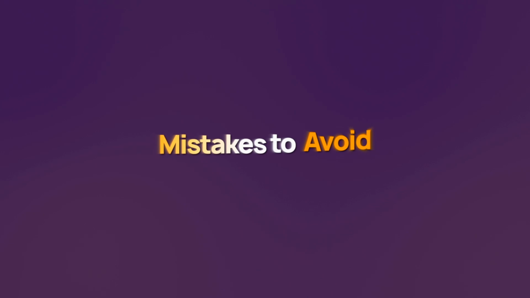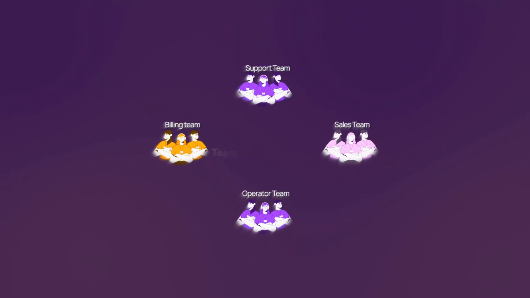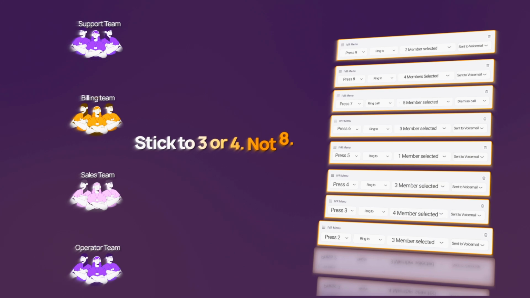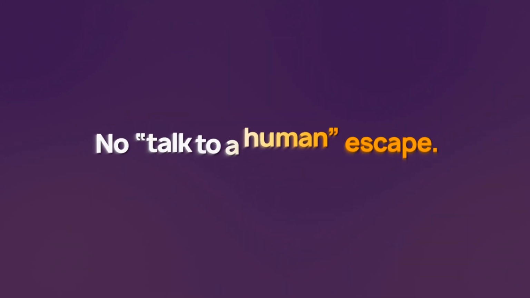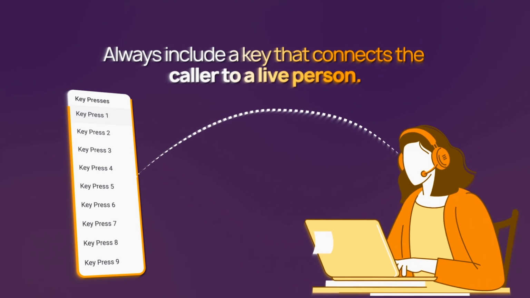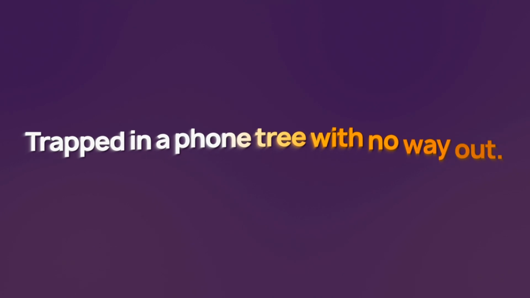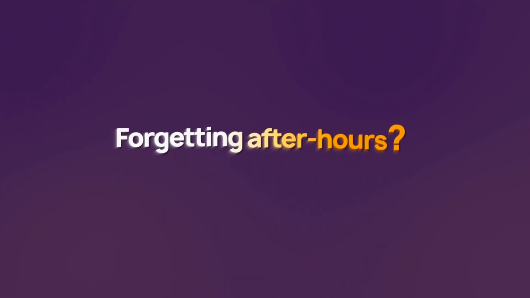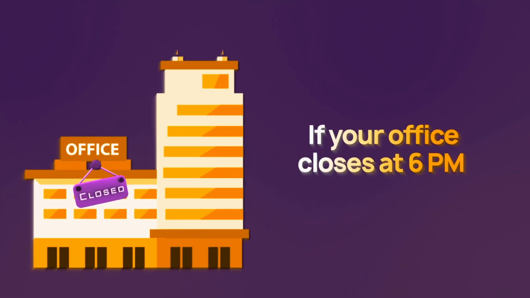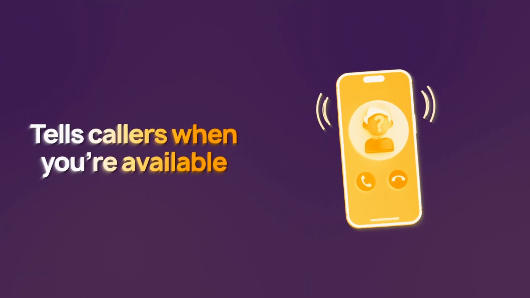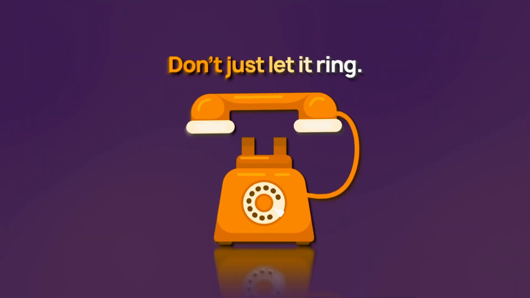Mistakes to avoid. We've seen teams getting it wrong. First, too many options. Stick to 3 or 4, not 8. Second, no talk to a human escape. Always include a key that connects the caller to a live person. Nothing is more frustrating than being trapped in a phone tree with no way out. Third, forgetting after hours. If your office closes at 6 p.m., set up a different greeting that tells callers when you're available and offers voicemail. Don't just let it ring.